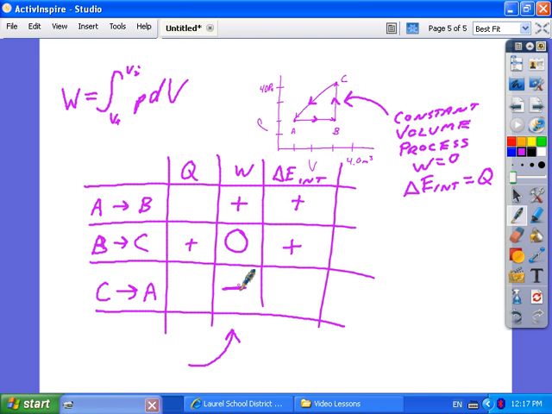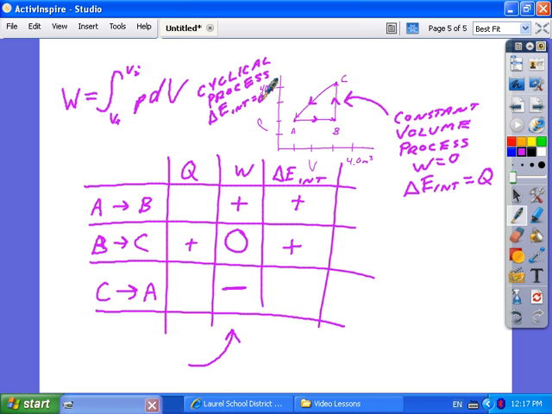Okay? Now, here's where the tricky part comes. Trying to figure out the Q's and the delta E internals. Now, I'm going to figure this one out first. My delta E internal is going to be equal to, well, notice what we've got here. We've got a full cycle or a cyclical process. Another one of our special cases was anytime that you have a cyclical process, change in internal energy is 0.